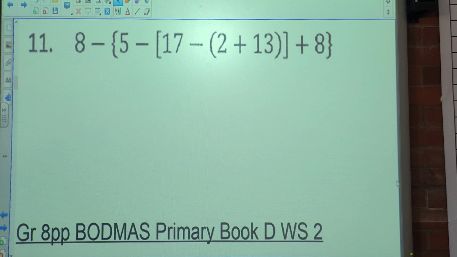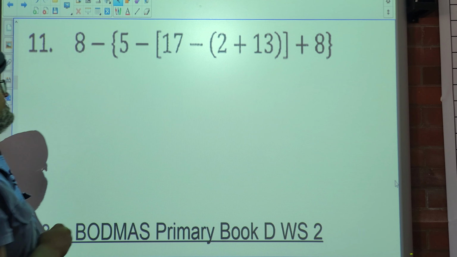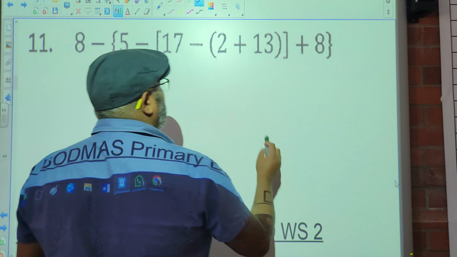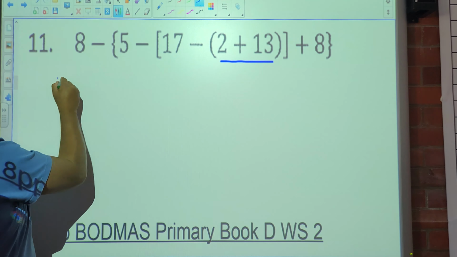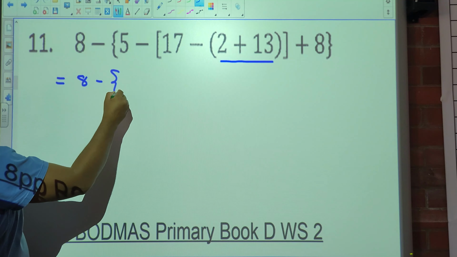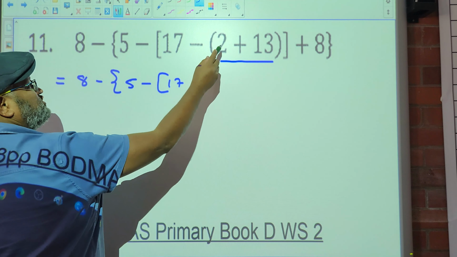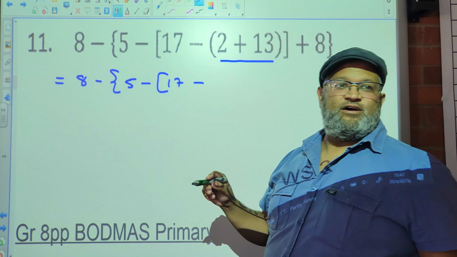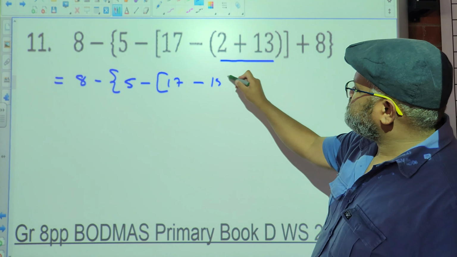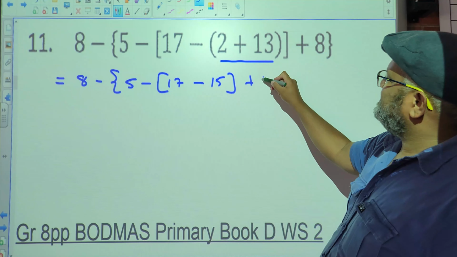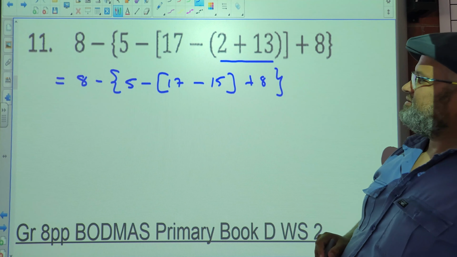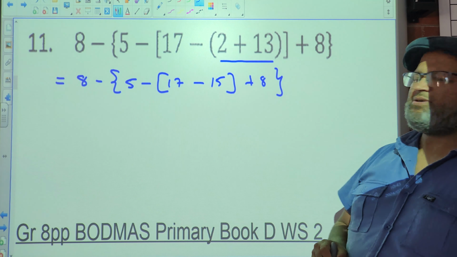So here we've got brackets within brackets within brackets. So the most inner bracket needs to be done first. Not so? The most inner bracket, of course, is that curved bracket. It's going to be 8 minus the squiggly bracket. You've got 5 minus block bracket. 17 minus, what's 2 plus 13? 15. Plus 8, squiggly bracket. So what must be done now?